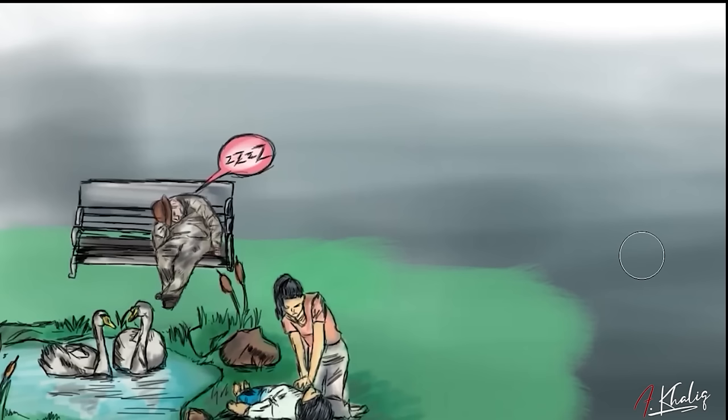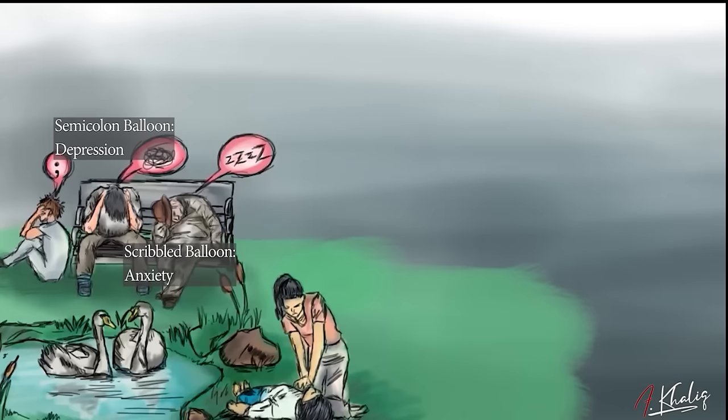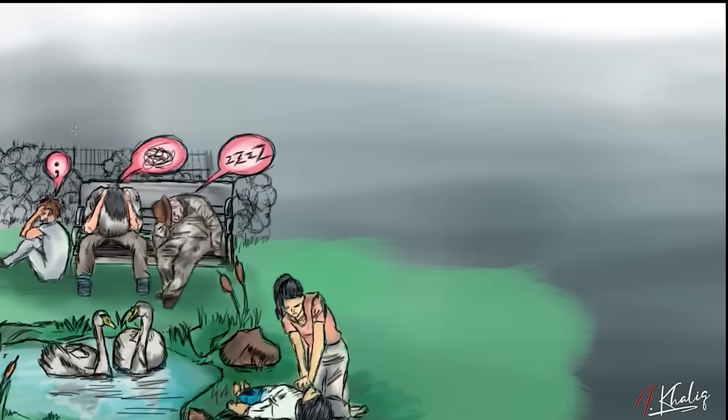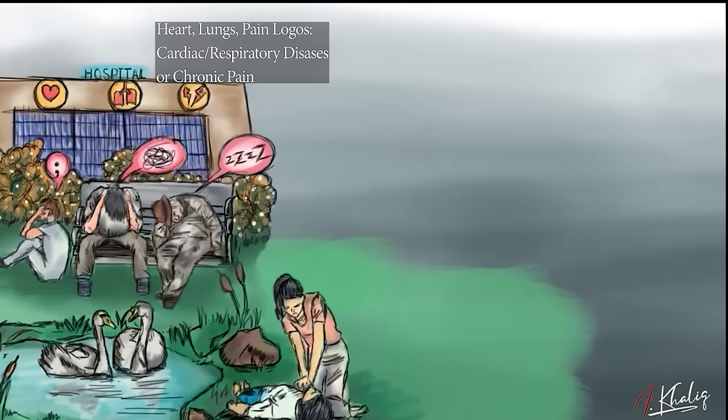Then we're going to ask about the associated symptoms with the loss of sleep, and these could be anxiety or depression. Now we're going to represent anxiety with this anxious pop-up balloon and depression with this semicolon pop-up balloon. What else are you going to ask about the patient? With the loss of sleep, you're going to ask about any cardiac disease or any respiratory disease or any other cause of pain, which are represented by the hospital with the logos of heart, lungs, and shock.